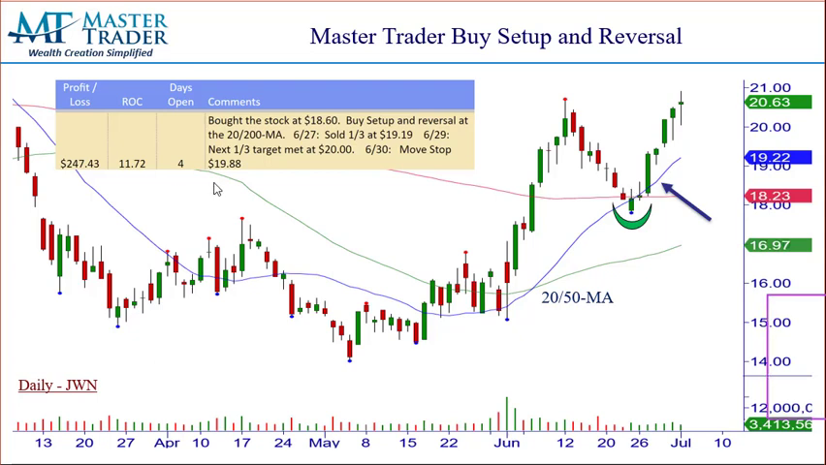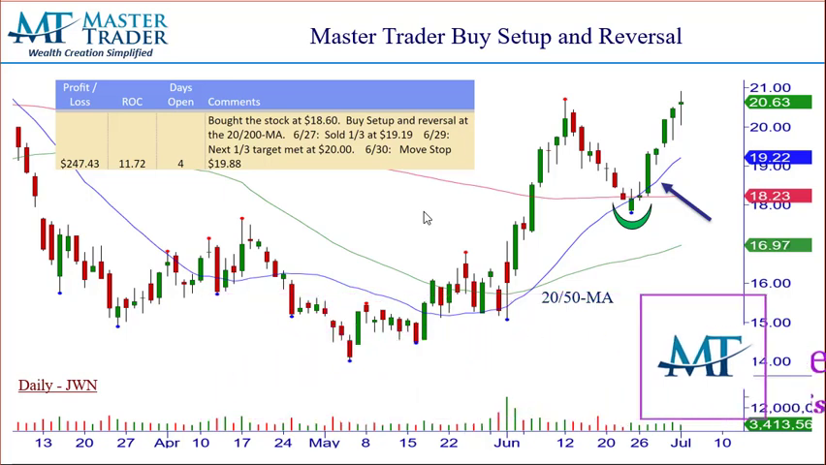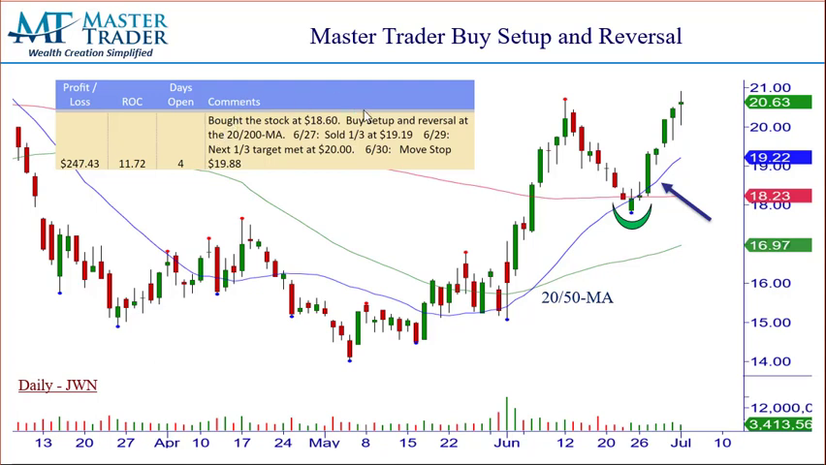So we gave this to our subscribers. It's a closed trade. All of our trades are documented in the members area, open and closed spreadsheet. We give the date, the symbol, the stock or option strategy, the technical setup, and how to manage in between. So notice here, it's a buy setup and reversal at the 20, 200 period moving average. There's a technical setup. Enter over the topping tail, initial stop under the green bar. We sold some into strength, just went into trail mode, made almost 12% in a beautiful 4-day swing trade.